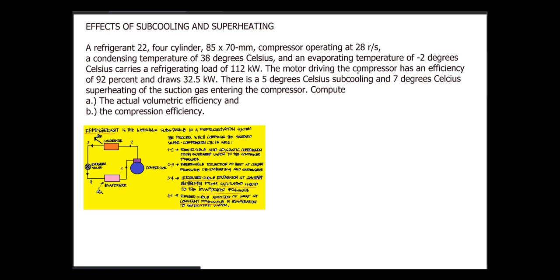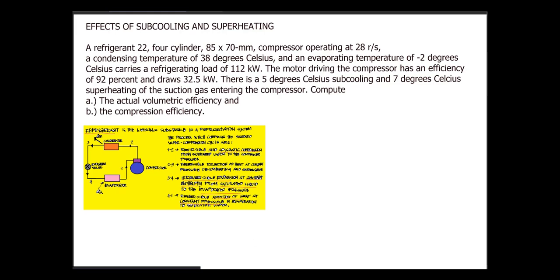The motor driving the compressor has an efficiency of 92% and draws 32.5 kilowatts. There is 5 degrees Celsius of subcooling and 7 degrees Celsius of superheating of the suction gas entering the compressor. Now compute A, the actual volumetric efficiency, and B, the compression efficiency. So we have the condensing temperature initially at 38 degrees Celsius.